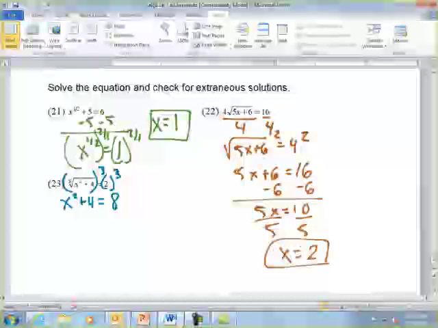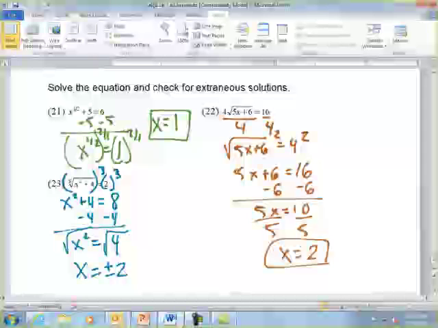Then what do I do? Subtract 4. And then square root. And I get x is equal to positive and negative 2. When we take an even root, we need a plus and minus.